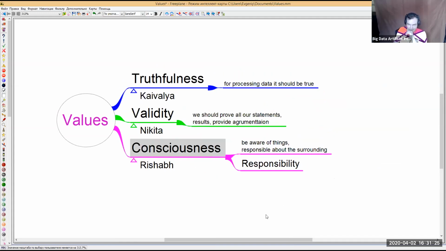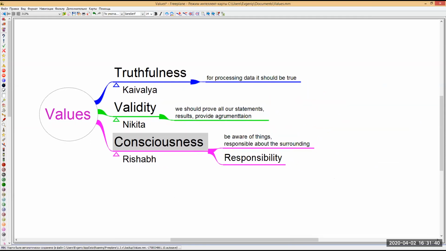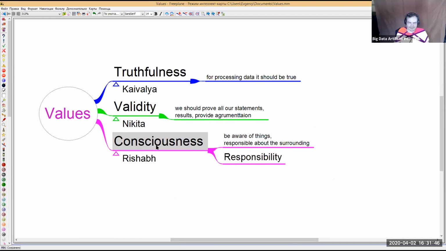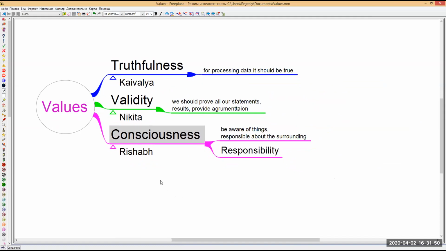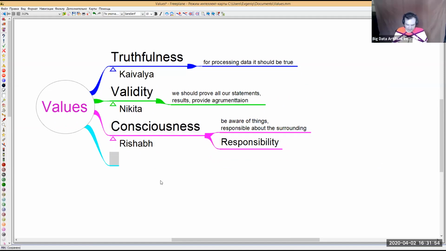Elena, maybe you have something? I'm still thinking. Hello, Professor. Hello. Yeah, I think adaptability should be one of the important values for a data scientist. Adaptability, please explain. Yes.